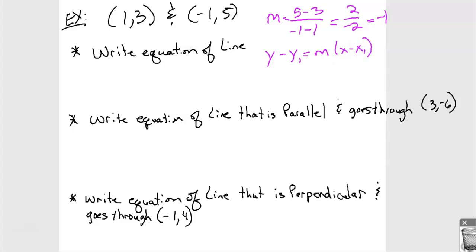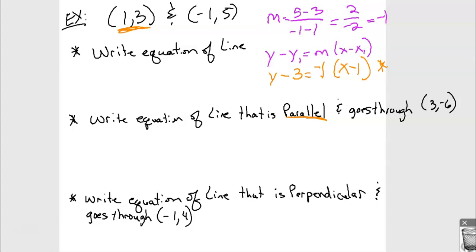And just choose one of those points. It does not make a difference. I'm just going to choose 1, 3. So y minus 3 equals -1, x minus 1. That is the equation of the line that goes through both points. It goes through both points. And all we're going to do now is go on to the next equation. It says write an equation of a line that is parallel. Well, what do you know about parallel lines?